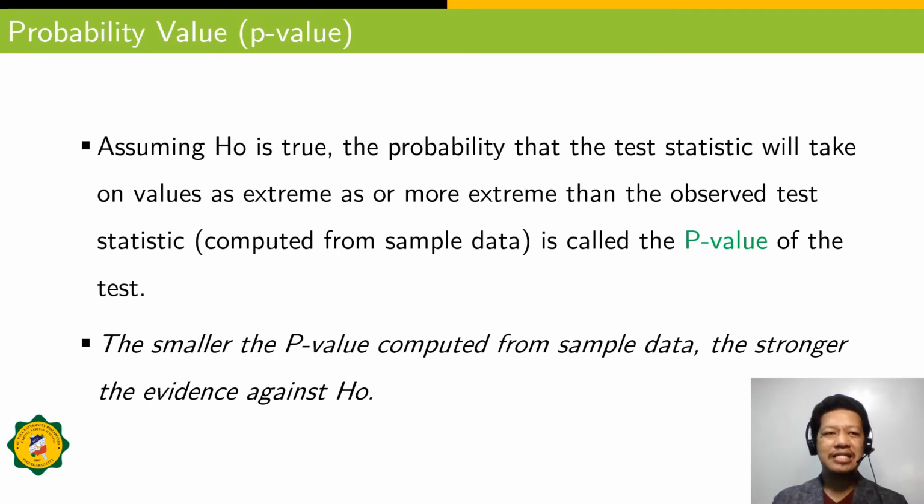So what is a probability value? Assuming the null hypothesis is true, the probability that the test statistics will take on values as extreme as or more extreme than the observed test statistic is called the probability value of the test. The smaller the p-value computed from a sample data, the stronger the evidence against the null hypothesis.